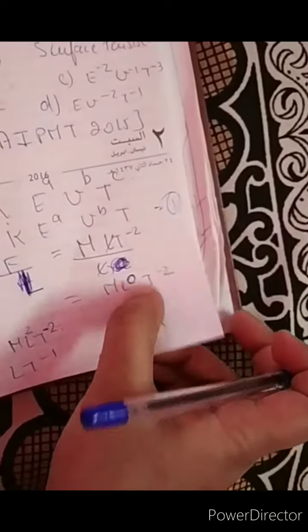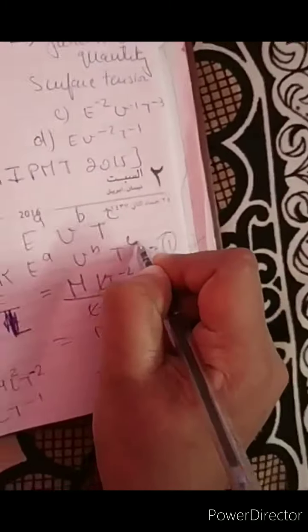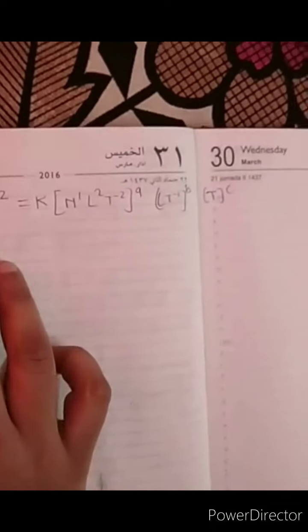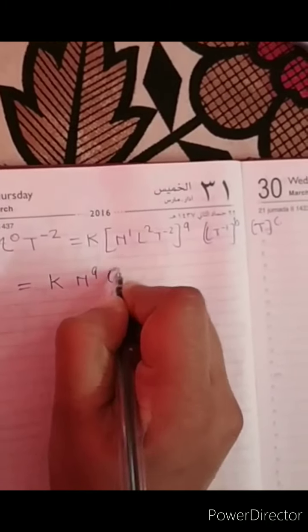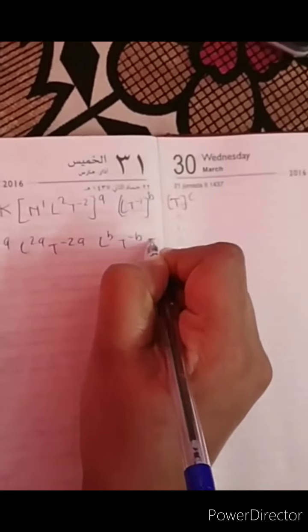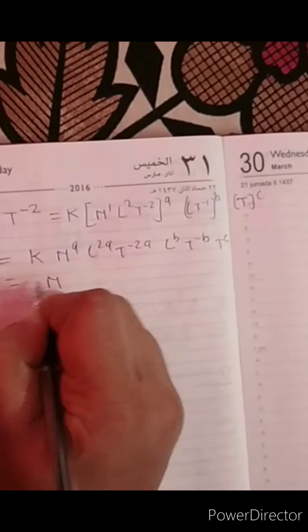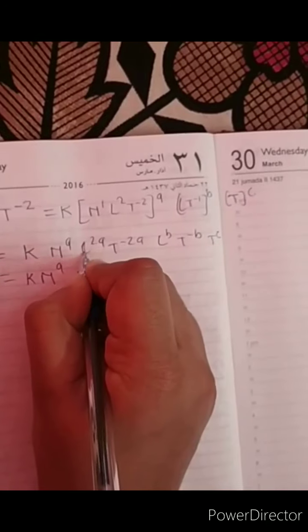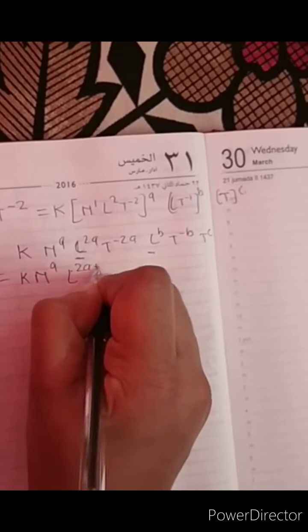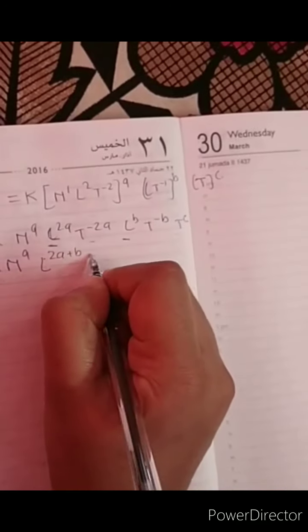And then we have last, T, time. Time here we have T to the power C. Okay, let's try to open the bracket. So we have M L 2A T minus 2A, L B T minus B and T to the power C. Base same, power added. M to the power A, we have L, how many L's? We have 2A and B. So L to the power 2A plus B, and this is T to the power minus 2A plus C, correct?